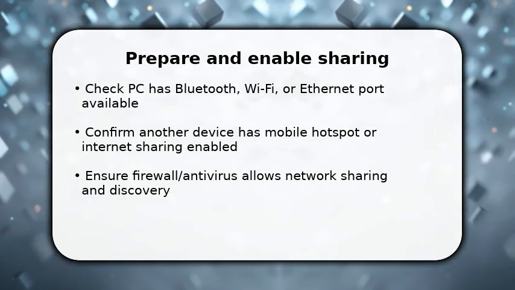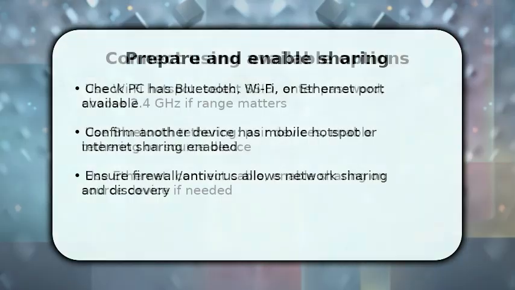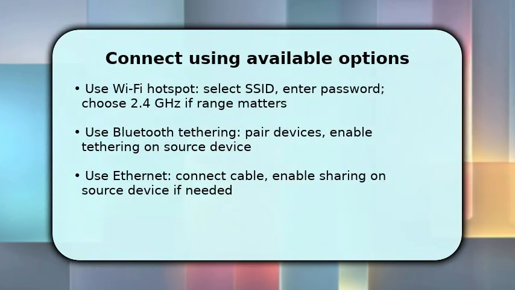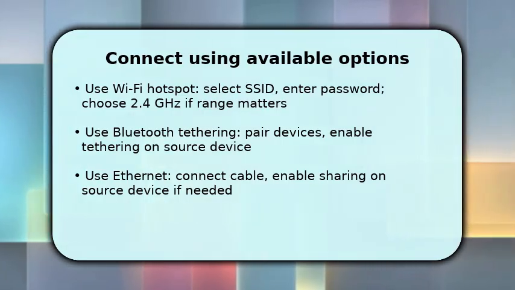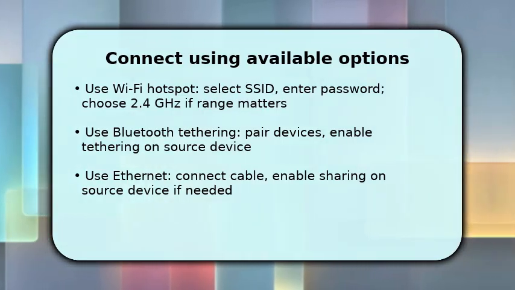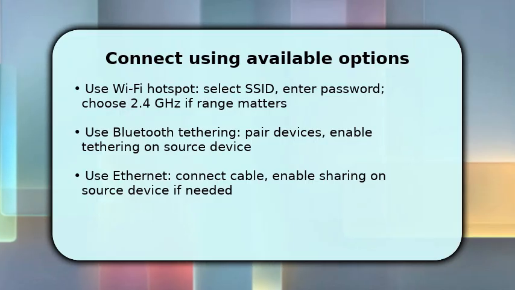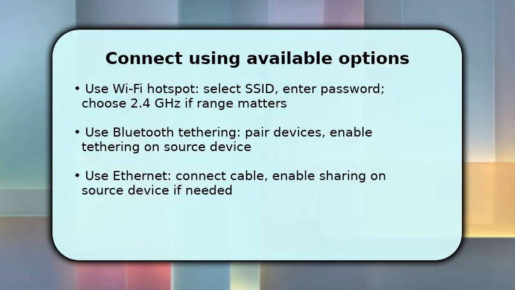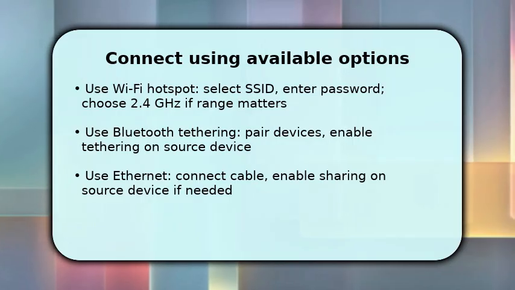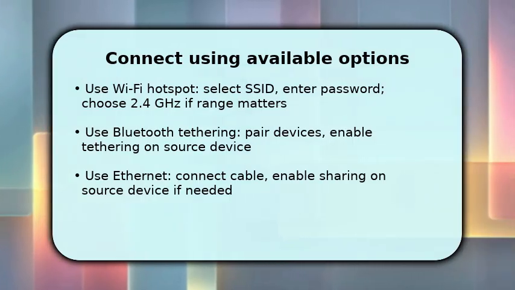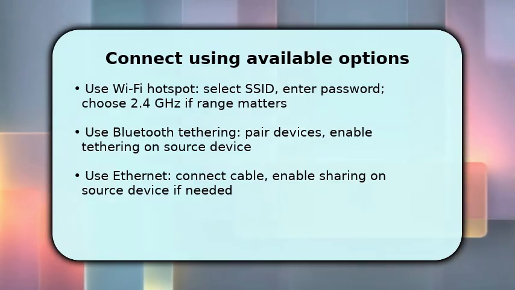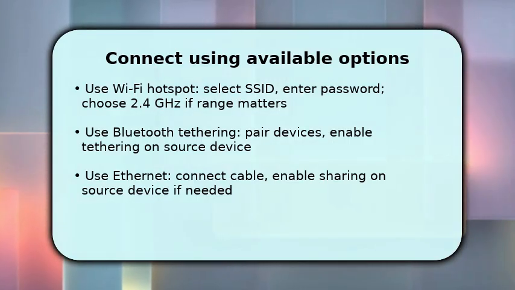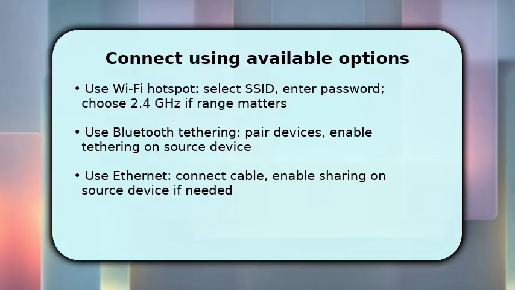Now connect through the most reliable available option. For Wi-Fi hotspot, open your PC's Wi-Fi list, pick the SSID, enter the password, and prefer 4 GHz for longer range. For Bluetooth tethering, pair devices first, then enable Bluetooth tethering on the source, accept any pairing codes, and allow internet access. If you have an Ethernet cable, plug it between devices and enable internet sharing on the source so the wired link carries traffic.